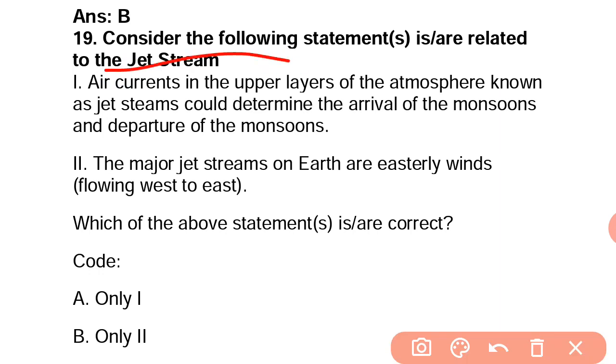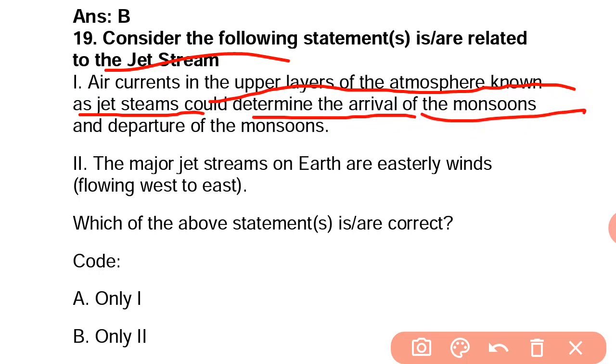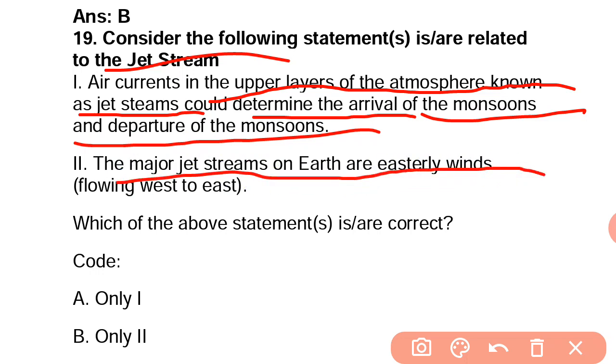Consider the following statements related to the jet stream. I. Air currents in the upper layer of the atmosphere, known as jet streams, could determine the arrival and departure of the monsoon. II. The major jet streams on earth are easterly winds flowing from west to east.